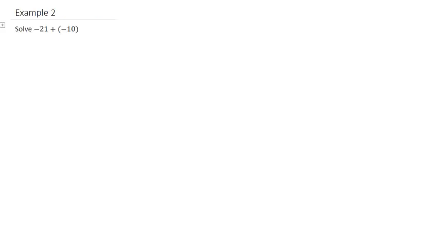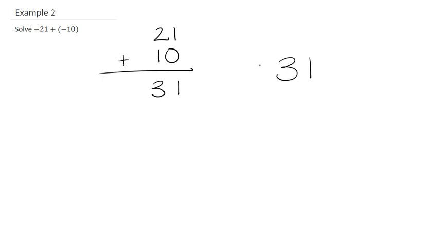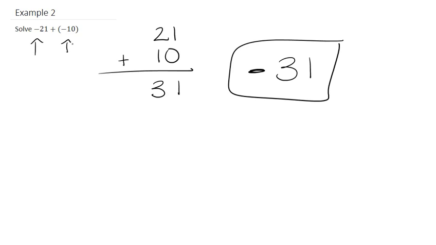Example 2. Solve the following. -21 plus -10. So we're going to go ahead and do the same thing. 21 plus 10. We'll line up the place values as before. Start on the right hand side. 1 plus 0 is just 1. 2 plus 1 is just 3. So we have 31, but we're going to go ahead and keep that negative sign as both of them have a negative sign.